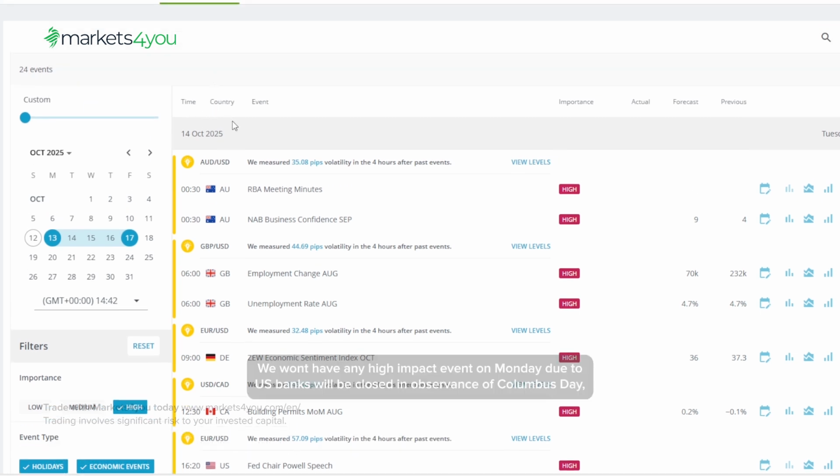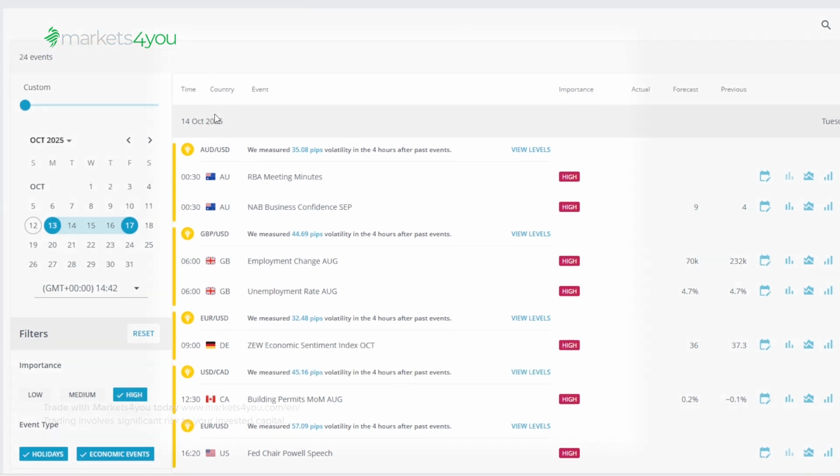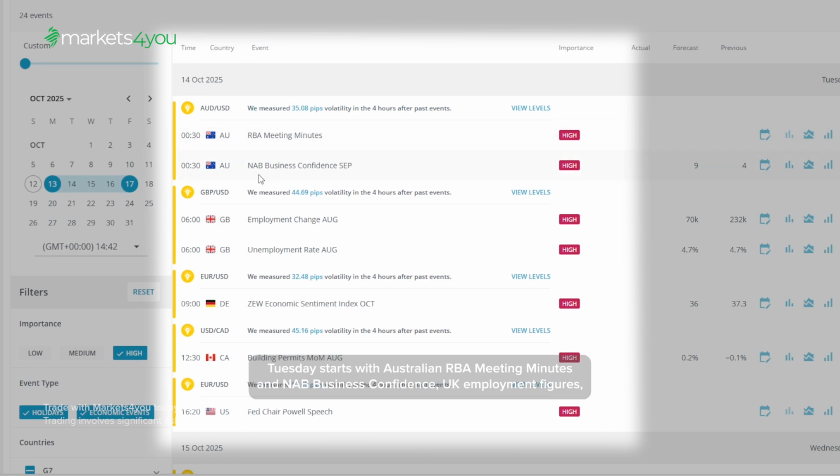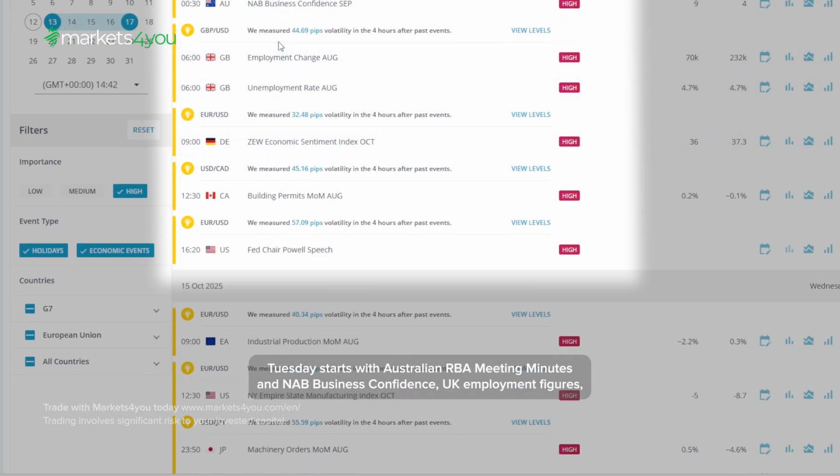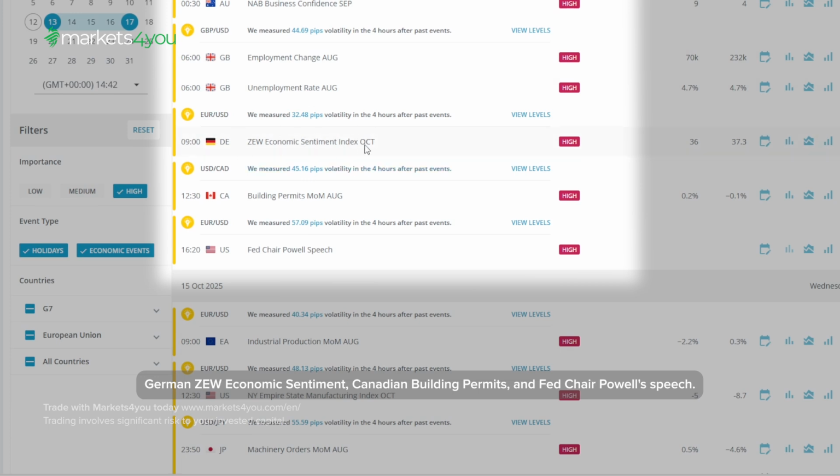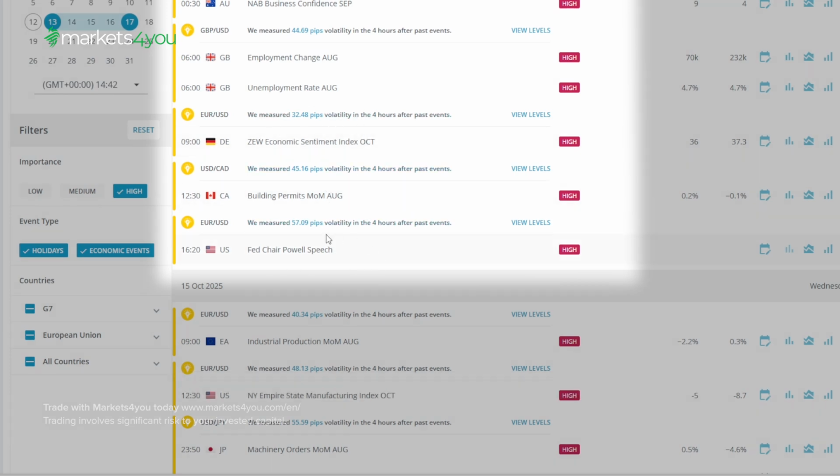We won't have any high-impact event on Monday as U.S. banks will be closed in observance of Columbus Day, which may impact market liquidity at the start of the week. Tuesday starts with Australian RBA meeting minutes and NAB business confidence, UK employment figures, German ZEW economic sentiment, Canadian building permits, and Fed Chair Powell's speech.